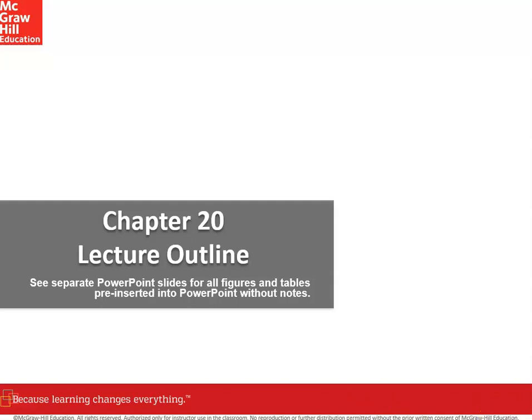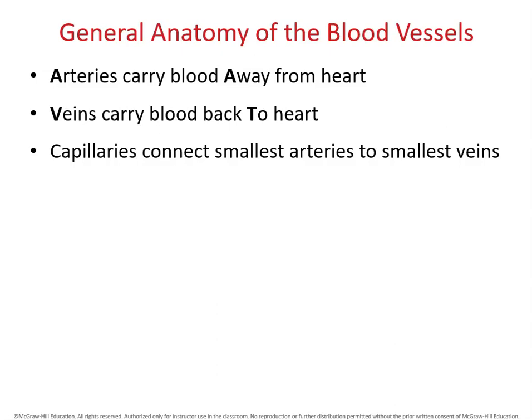In this video, we're going to talk about blood vessels. There are three types of blood vessels: artery, vein, and capillary. Arteries carry blood away from the heart. Veins carry blood back to the heart. Capillaries connect the smallest arteries to the smallest veins.